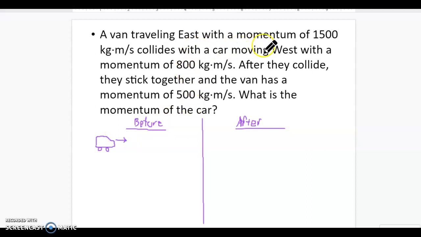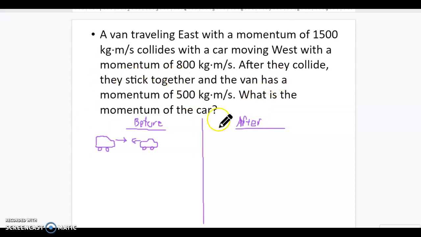And then it collides with a car that was also moving, but it was moving west. And it has this momentum. So exactly how to draw out that momentum, we can worry about that stuff later. But we have one van going to the east and a car going to the west. Here's what's happening before they collide. And when we say after, it's after they collide.